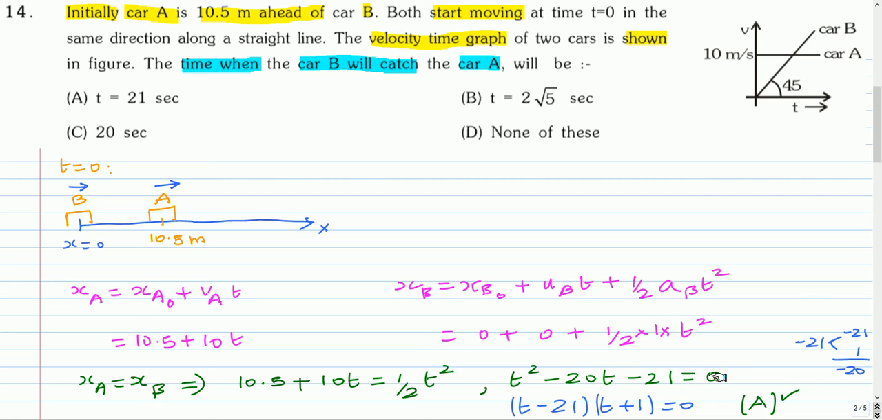When minus 21 is split into factors, they should sum up to minus 20. So the factors are minus 21 and 1. If you multiply, you get minus 21. If you add them, you get minus 20. So the factors are t minus 21 and t plus 1. Since the time t is positive, the value of time is 21 seconds when xa equal to xb. So the correct option is option A.